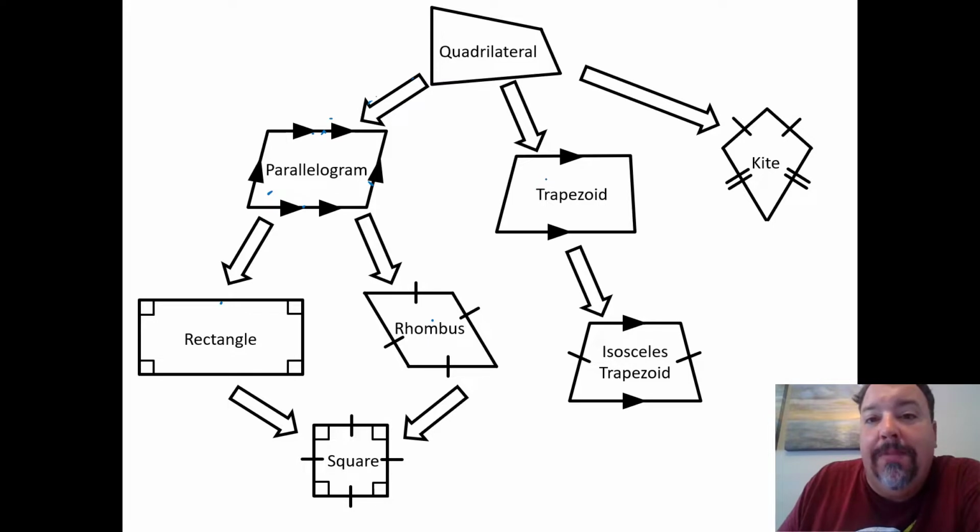If it only has 1 pair of parallel lines, then it's called a trapezoid. And a little bit more specifically, if it has 2 congruent sides here, then it's called an isosceles trapezoid. And then our last one is a kite, which has 2 consecutive sides, 2 sides next to each other that are congruent, and 2 other sides that are congruent, but they're not congruent to each other. Then we have a kite.